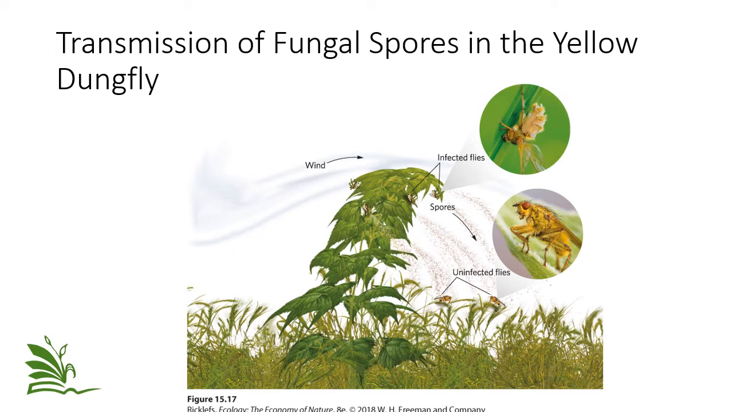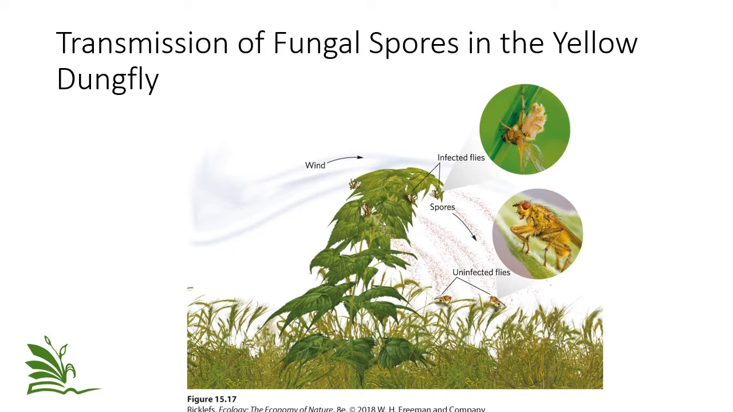And so here's an example in the yellow dung fly. The yellow dung fly is a host, and it sometimes hosts a fungus. This parasitic fungus will infect yellow dung flies. And the yellow dung flies, instead of behaving like normal yellow dung flies that perch on grass, will go and find the tallest perch they can possibly find and perch up high.